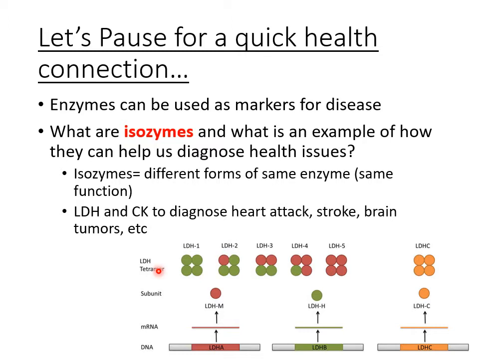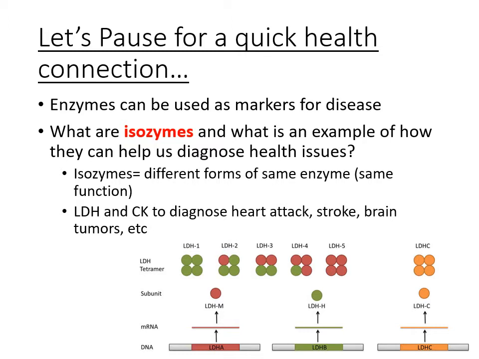So for instance, in the example of this LDH, this lactate dehydrogenase, because it can exist in those different forms, you'll notice that the different forms can be in different locations of the body and can indicate different things. So for instance, if you find an increase of LDH or the LDH isozymes in heart muscle, then you can diagnose that the patient most likely had a heart attack. Whereas if you find it in the blood, that may show a different kind of tissue damage.